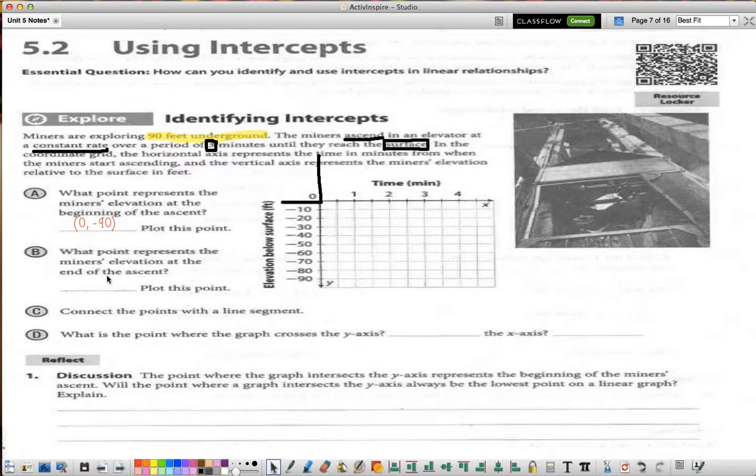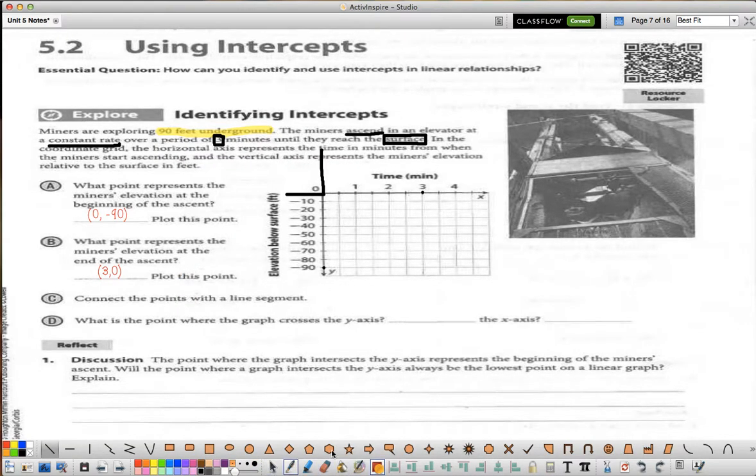Okay, so then the next, what point represents the miner's elevation at the end of the ascent? So at the end, so when they're done. So here, we don't have a line to look at this and figure it out, but we can figure it out from the problem. We know that it takes them 3 minutes to get to the surface being 0. So at 3 minutes, so here, let me plot our first point. So then at 3 minutes, they are at a 0 elevation. So over 3 and up 0. So that point would be 3, 0.